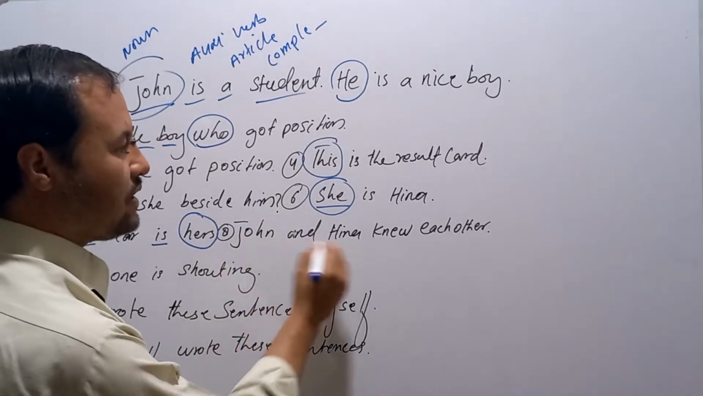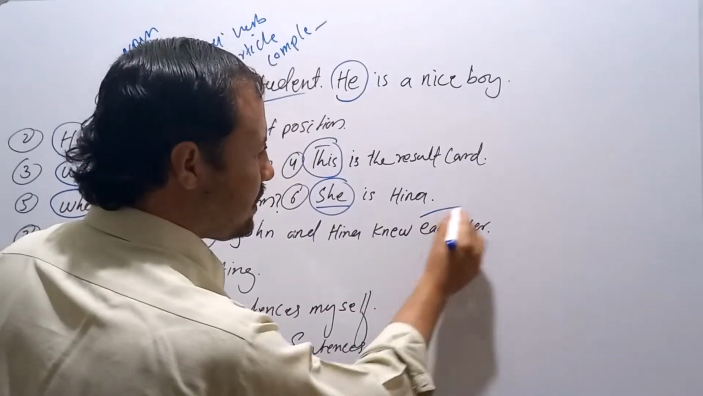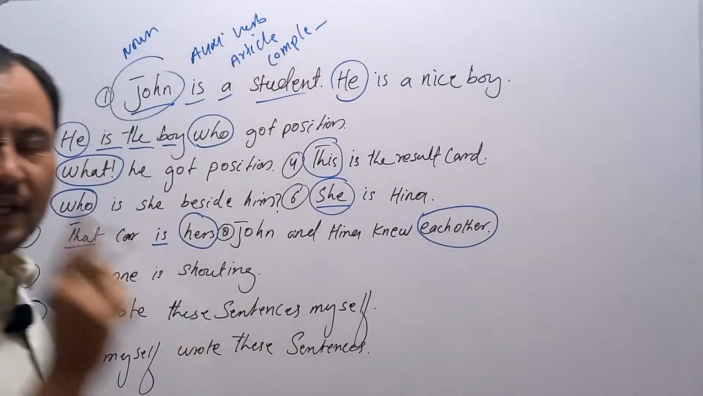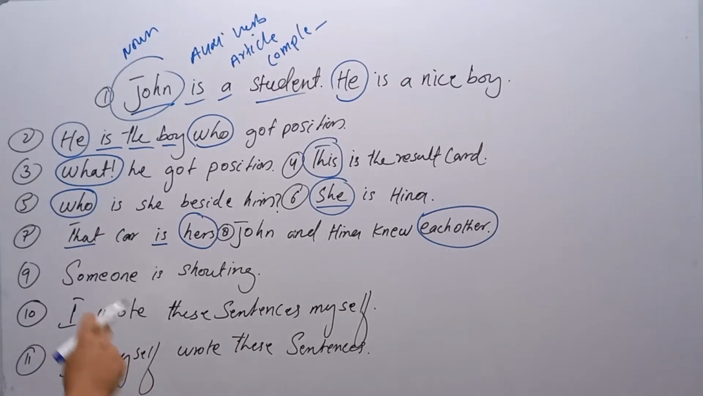John and Hannah knew each other. What is each other here? Each other is another pronoun here. Someone is shouting. What is someone? Someone is also one pronoun in the sentence.